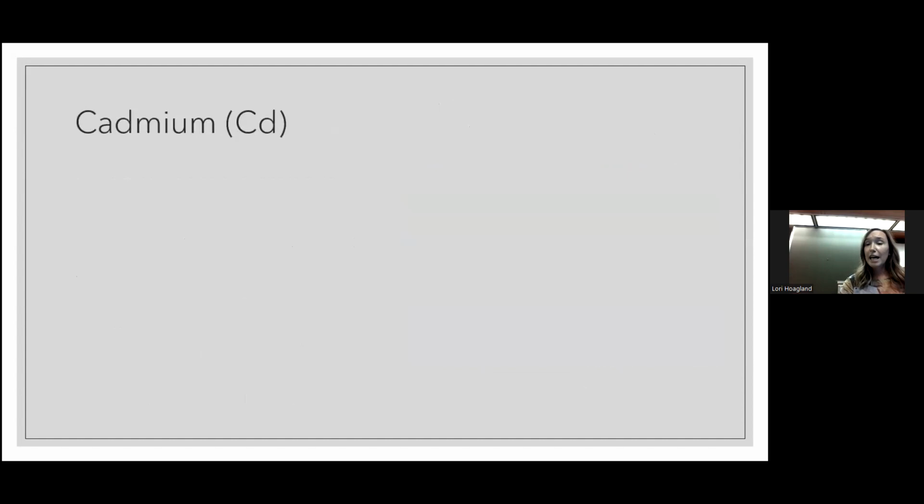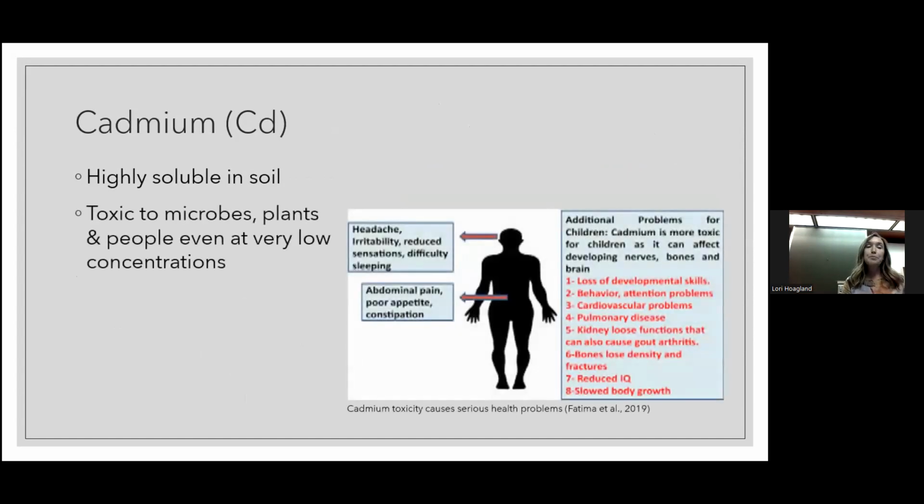So we focused on cadmium as the heavy metal of choice in this study. And this is just because of all the heavy metals, really cadmium is the one that tends to be the most soluble and available in soil, so the most problematic to try to deal with. It's very toxic to plants, to microbes, to humans in very small concentrations. Again, you only need 1 parts per million sometimes to really have problems in uptake.